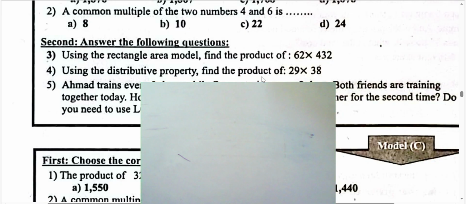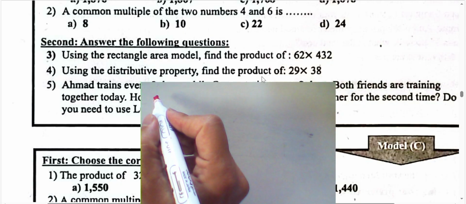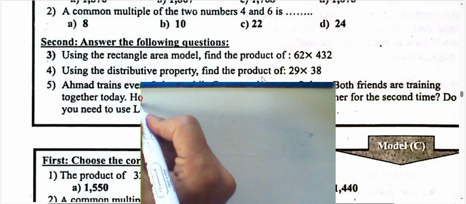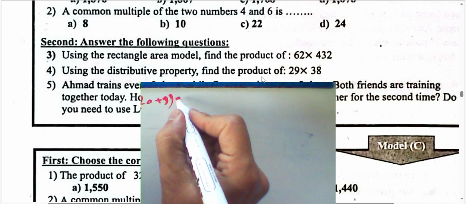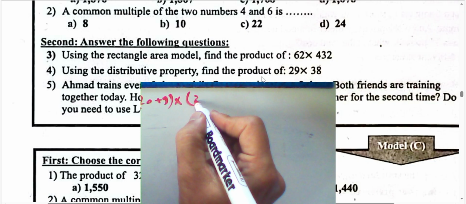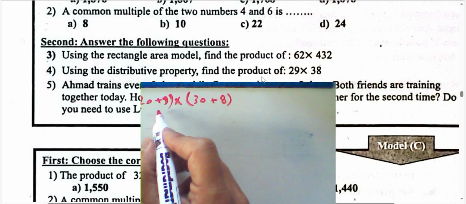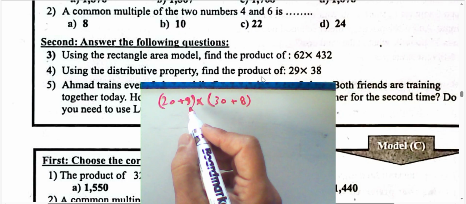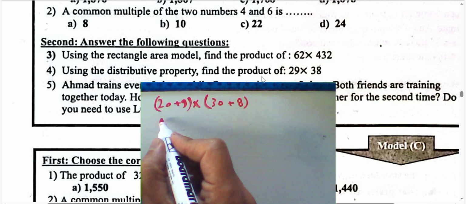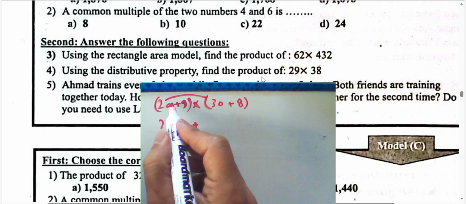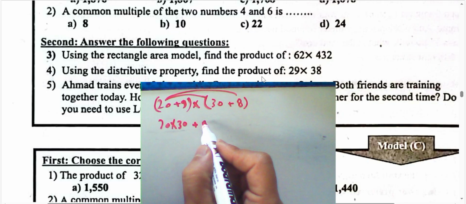Using distributive properties to find the product of 29 and 38. We know 29 is equivalent to 20 plus 9, and 38 equals 30 plus 8. Write 20 plus 9 multiplied by 30 plus 8. Using distributive properties, 20 times 30 first, okay? 20 times 30. And then 20 times 8.